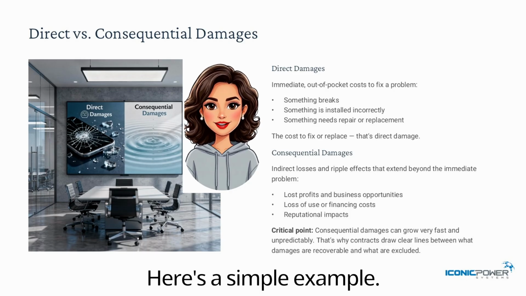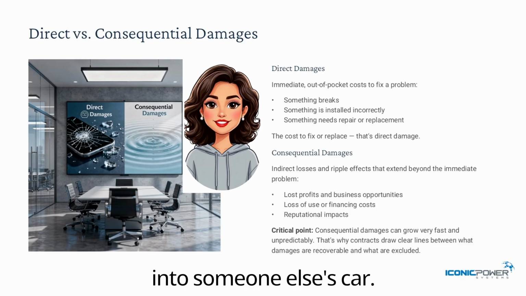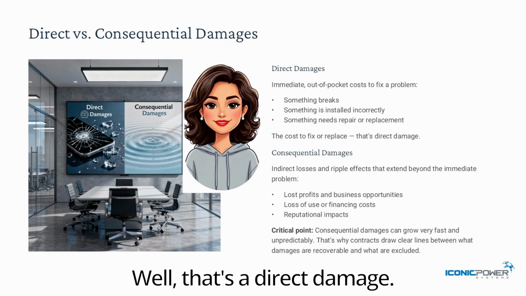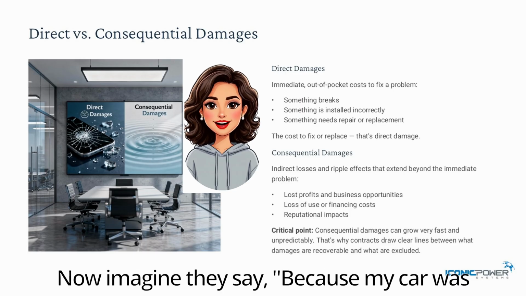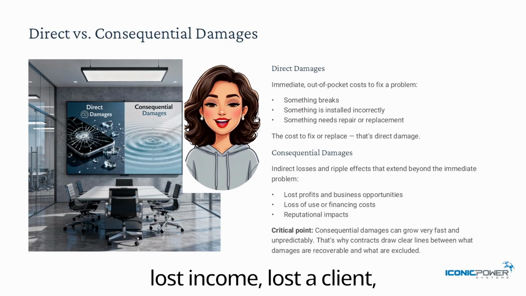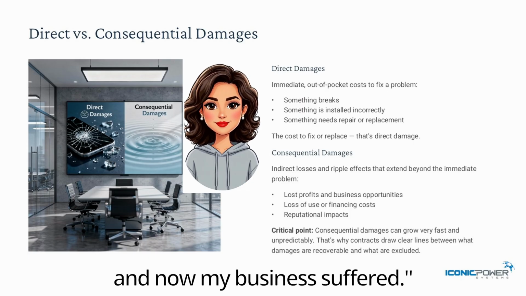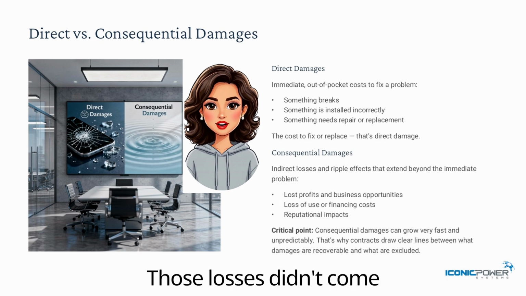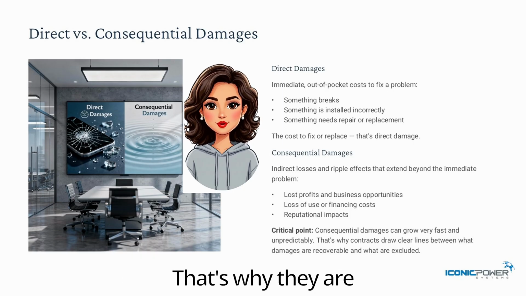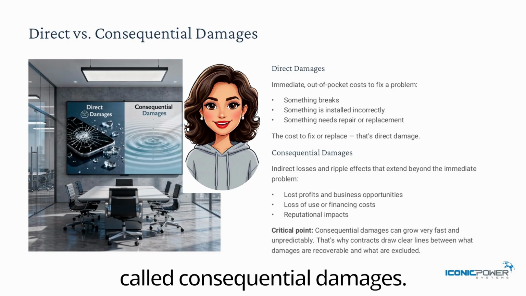Here's a simple example. You crash your car into someone else's car. The cost to repair their car? Well, that's a direct damage. Now imagine they say, because my car was in the shop, I missed work, lost income, lost a client, and now my business suffered. Those losses didn't come directly from the accident. They came from the consequences of the accident. That's why they are called consequential damages.